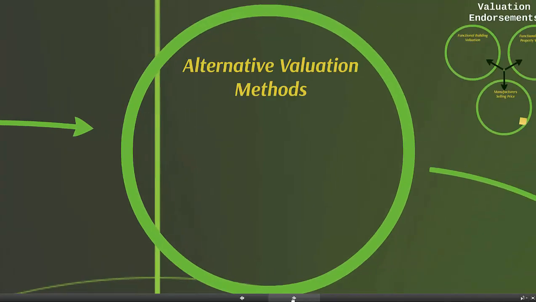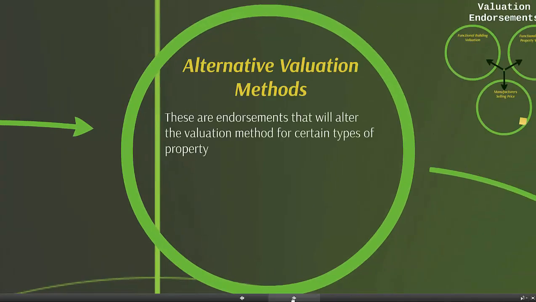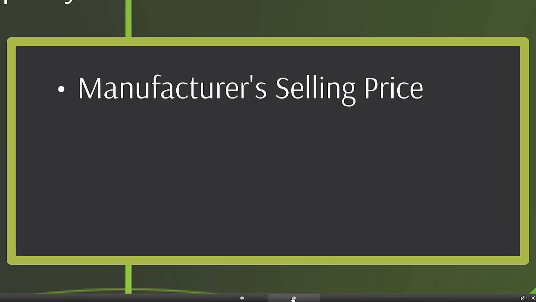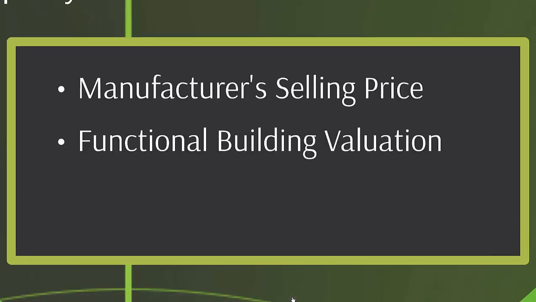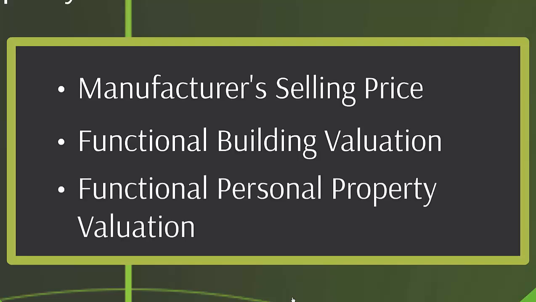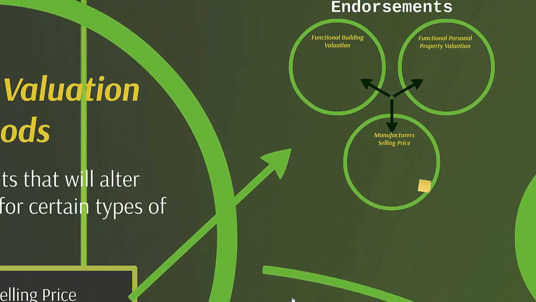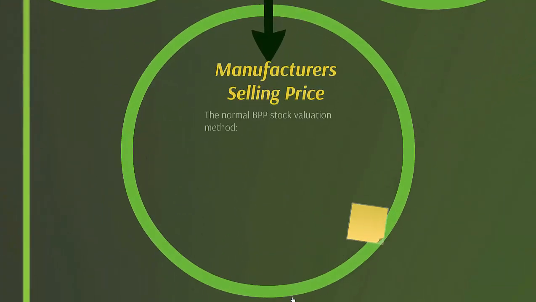So let's start with alternative valuation methods. These are endorsements that will alter the valuation method for certain types of property. And they include manufacturer selling price, functional building valuation, and functional personal property valuation. So let's look at when you might use one of these three. Let's start with manufacturer selling price.